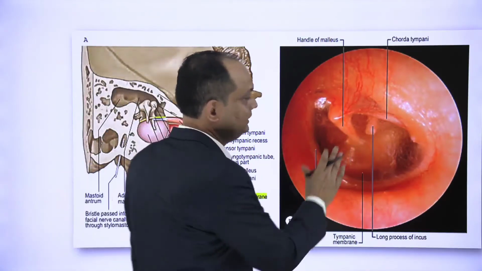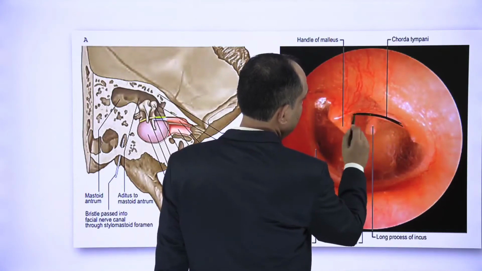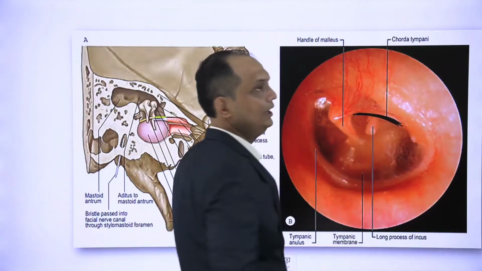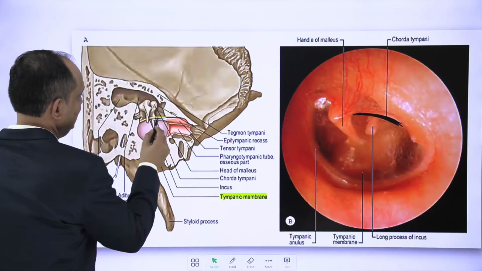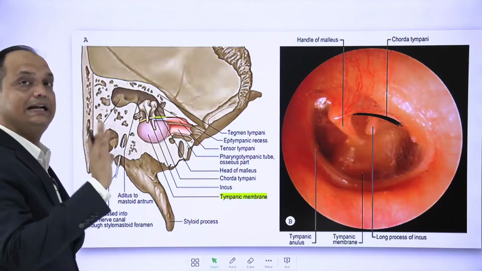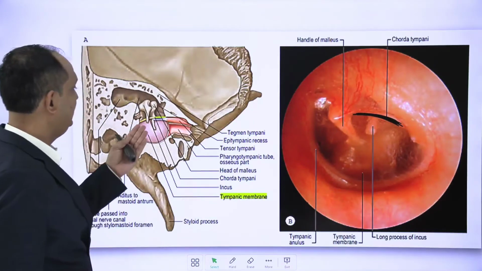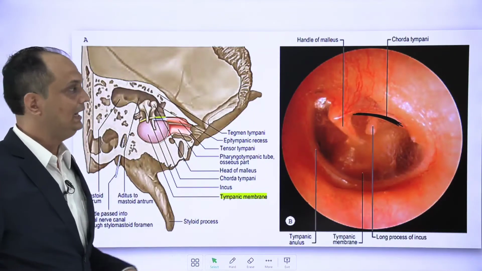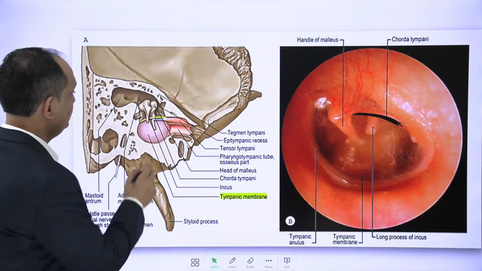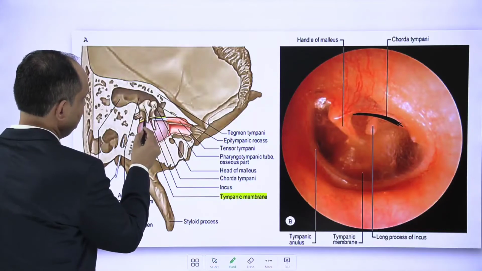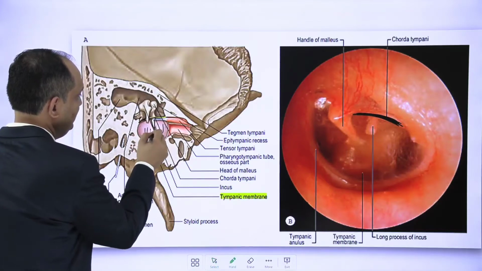Now, when you examine the tympanic membrane, you can see that a thick cord is visible here. This thick cord is the chorda tympani nerve. In this image, you are seeing from the inner side. This is the external surface of the tympanic membrane, and this is the medial surface. And I told you that the chorda tympani is related with the medial side of the tympanic membrane. So, on the inner side you first see the tympanic membrane, then the handle of the malleus, and then the tympanic membrane itself comes.